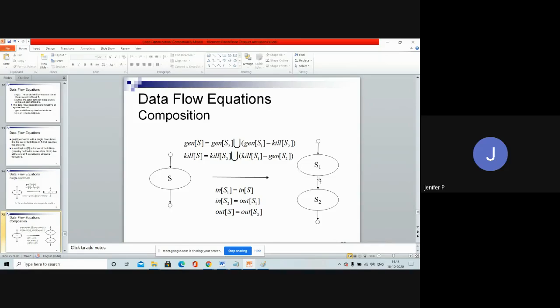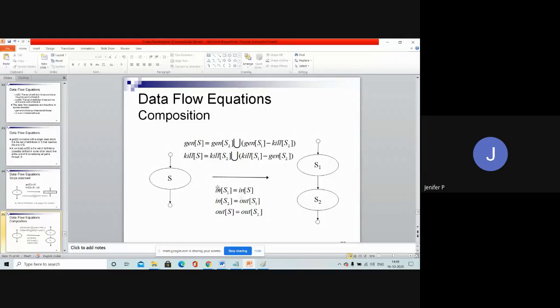S2 will be killed, or S1 will be killed and negation of S2. Either S1 is killed and passes out as it is, or if S2 has generated, then S2 is killed. So that is the kill of S.